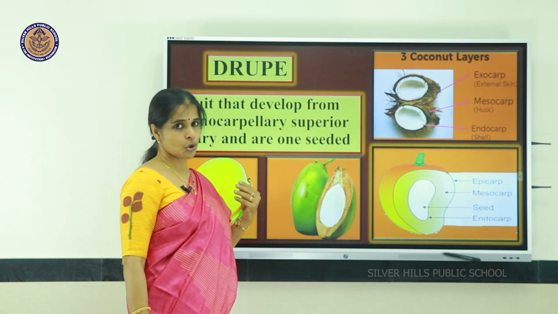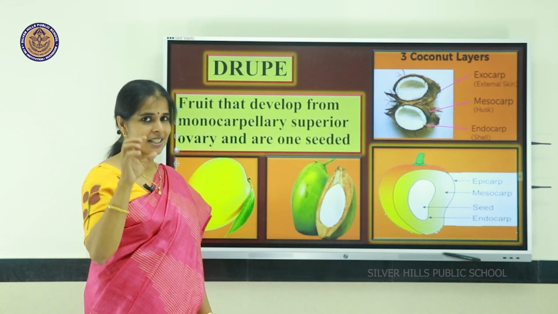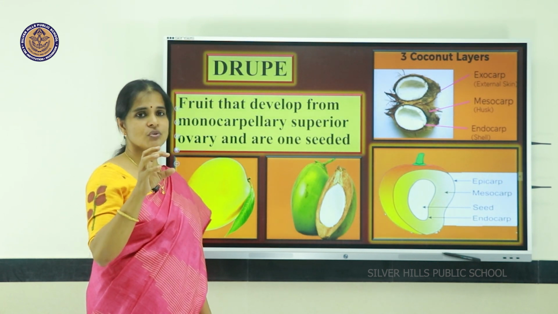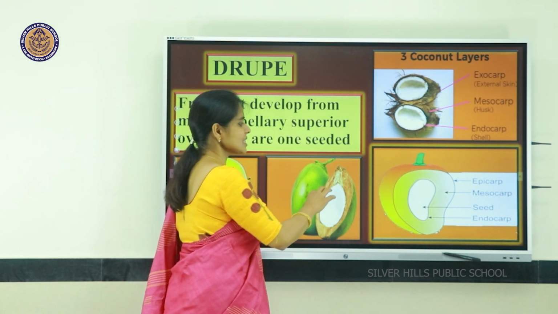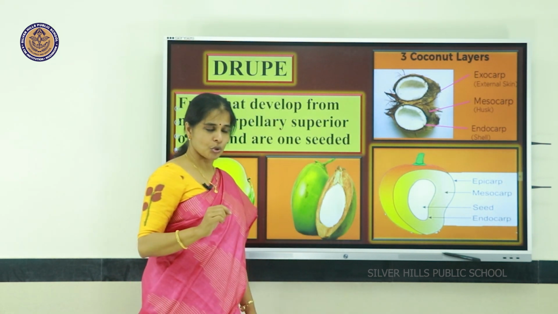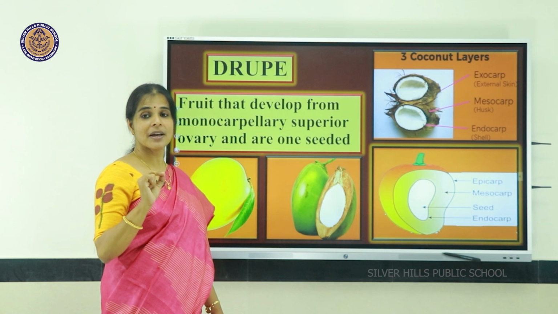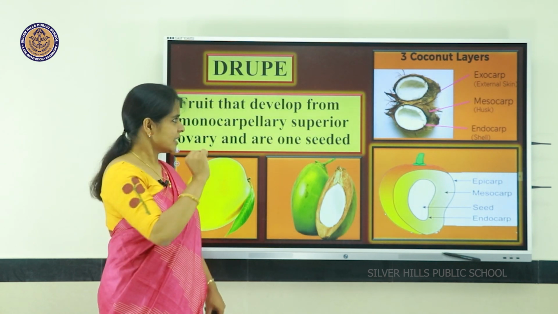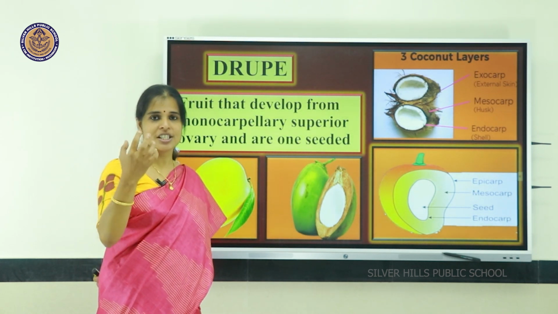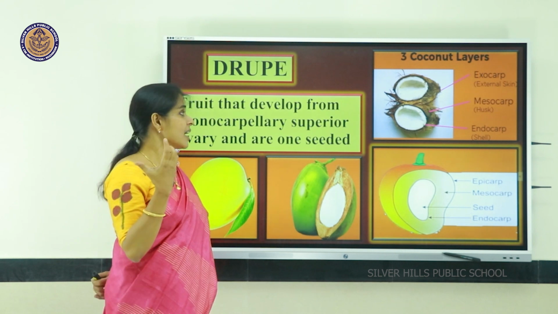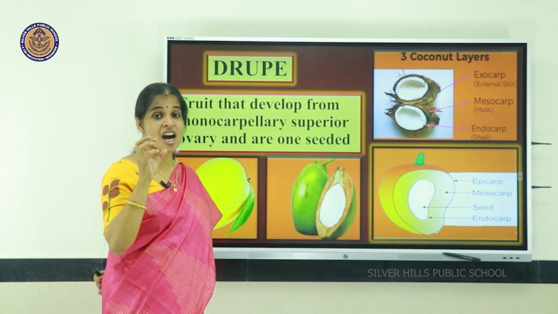Which part is edible for the mango? The mesocarp is edible. The outer epicarp is the mango skin. The middle part, known as the mesocarp, is the edible part, and the endocarp is the seed cover. In the case of coconut also, we have a pericarp, which is divided into epicarp, mesocarp and endocarp. What is the epicarp here? The outer cover, the external skin, which is normally green in color, is the epicarp. Then comes the inner part, the mesocarp, which is the husk of the coconut.